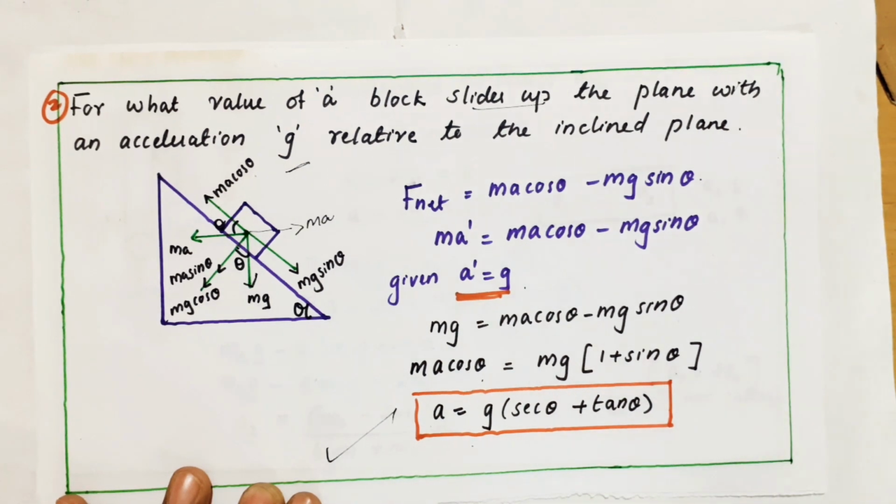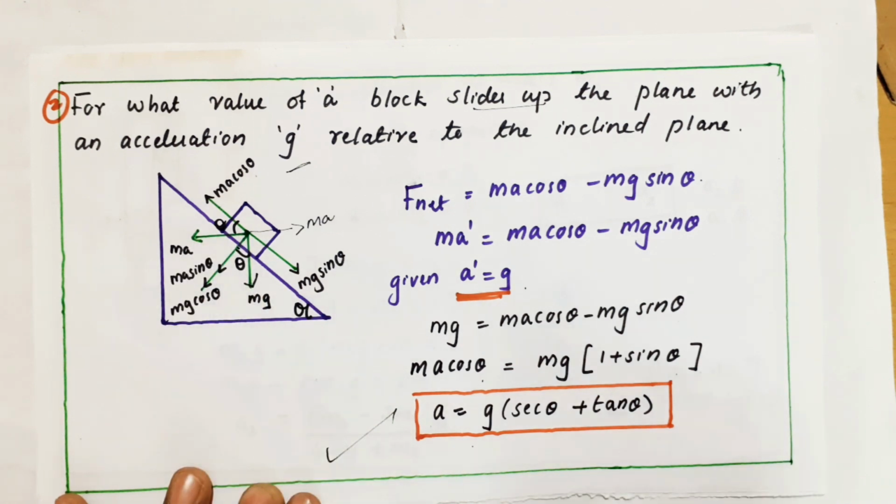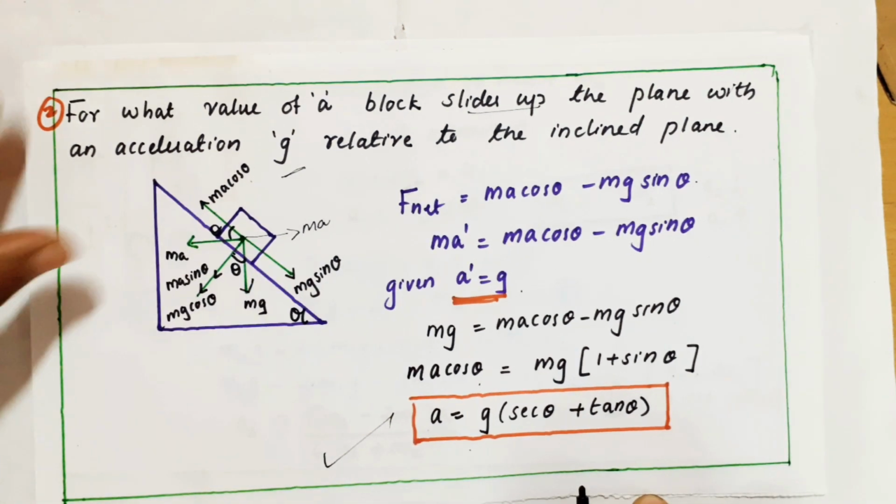So you see, this solves a special type of question: for what value of a does the block slide up the plane with an acceleration g relative to the inclined plane. So we are doing the free body diagram. About pseudo acceleration you have to remember. That's a very important concept.